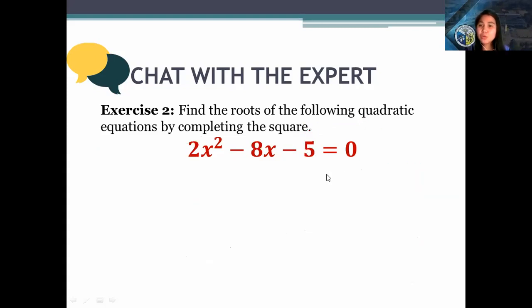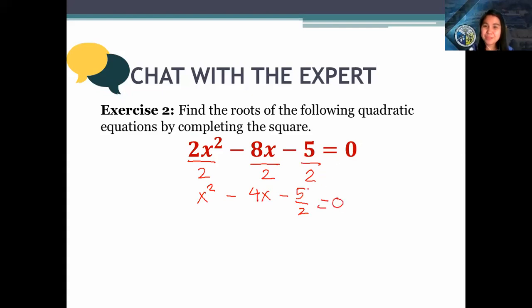Here, 2x squared minus 8x minus 5. Our x squared, our a is 2, right? So we need to make it 1. What do we do? We divide all terms by 2. Why do we need to divide it all by 2? So that our a becomes 1. So I have this.